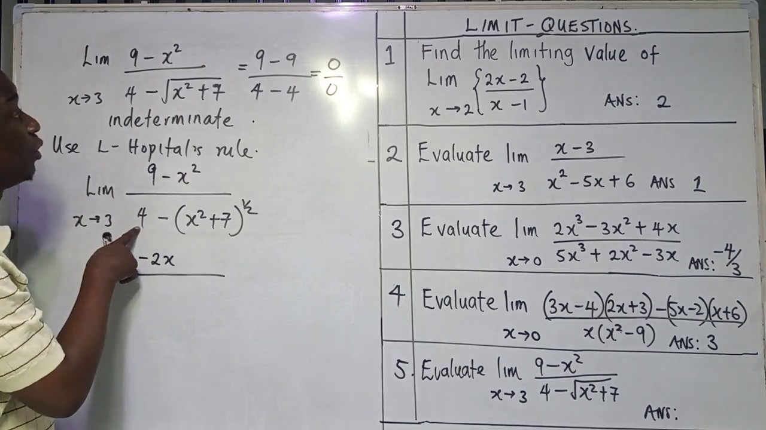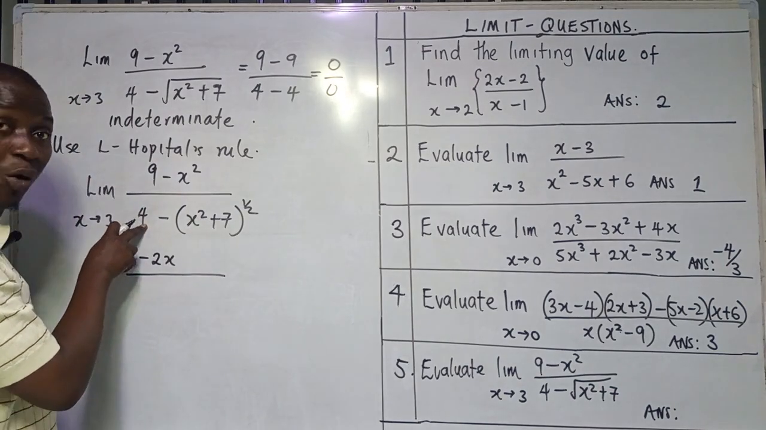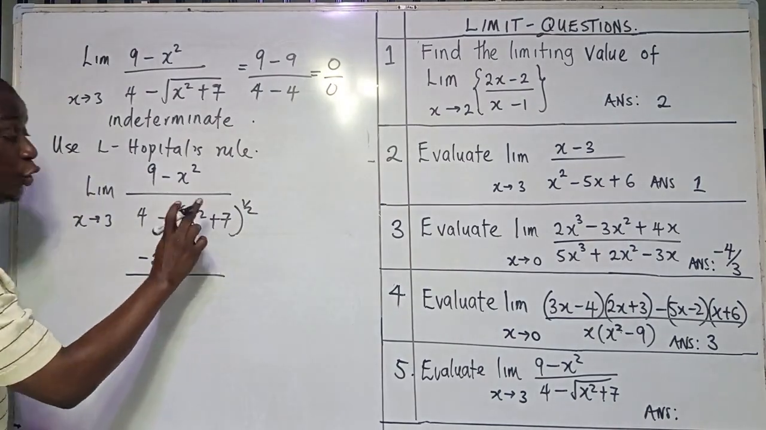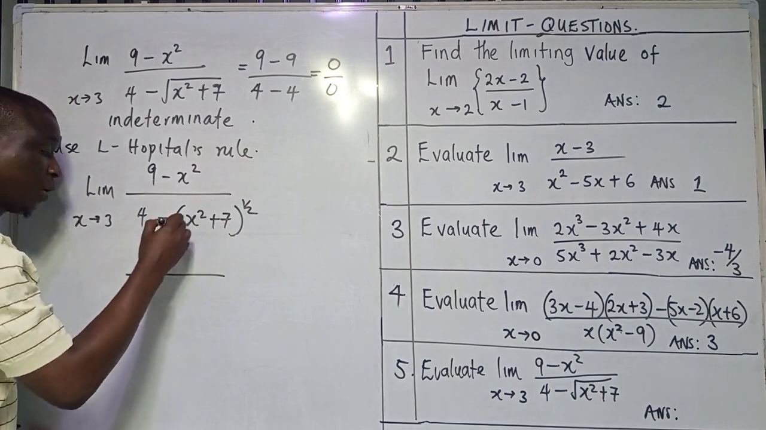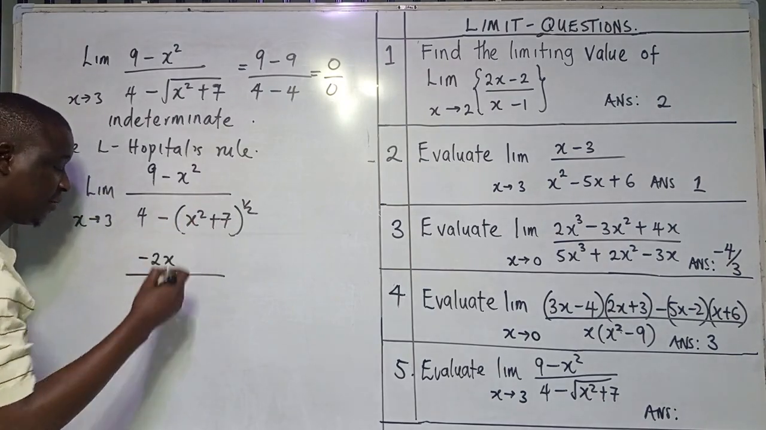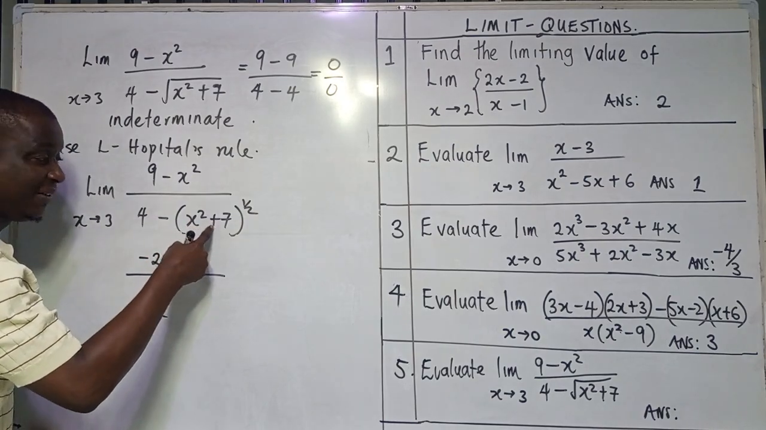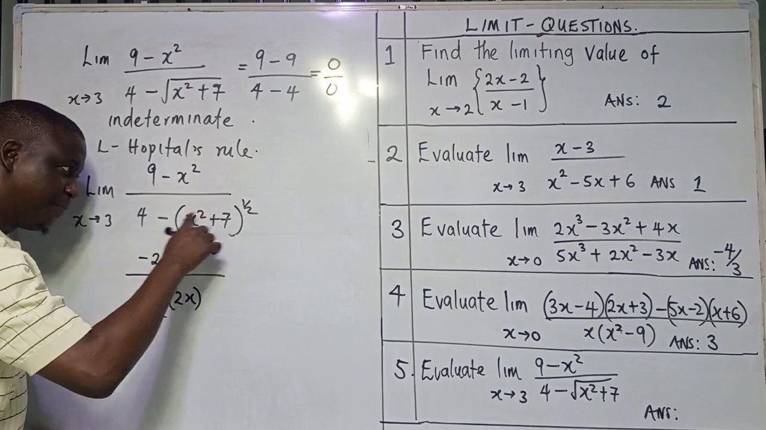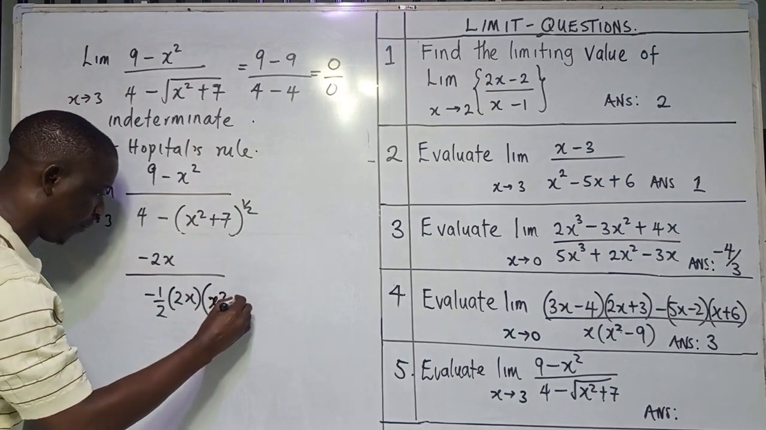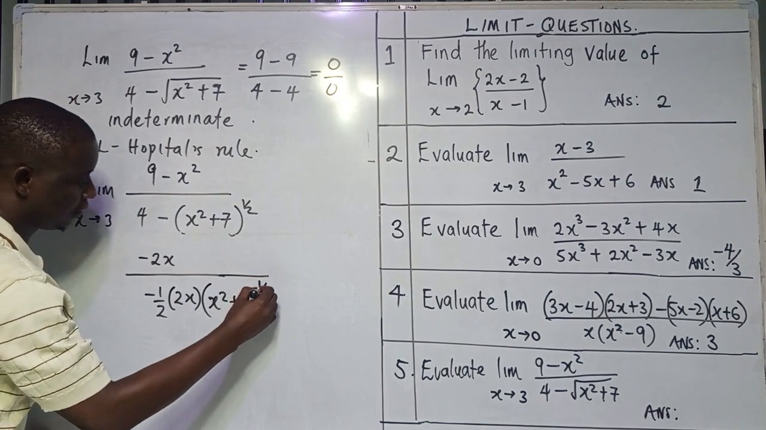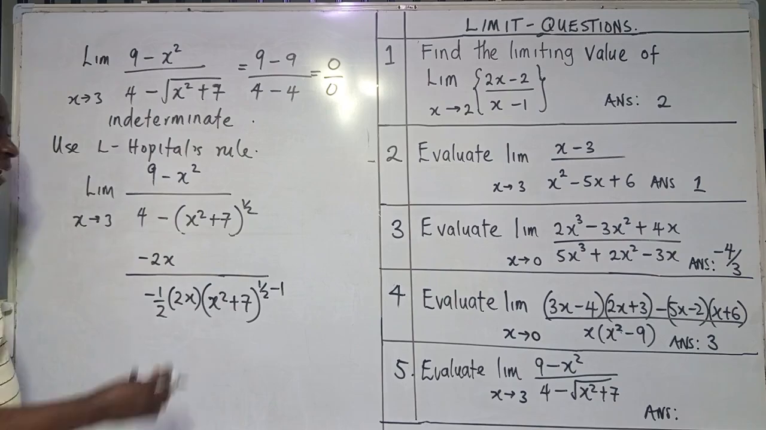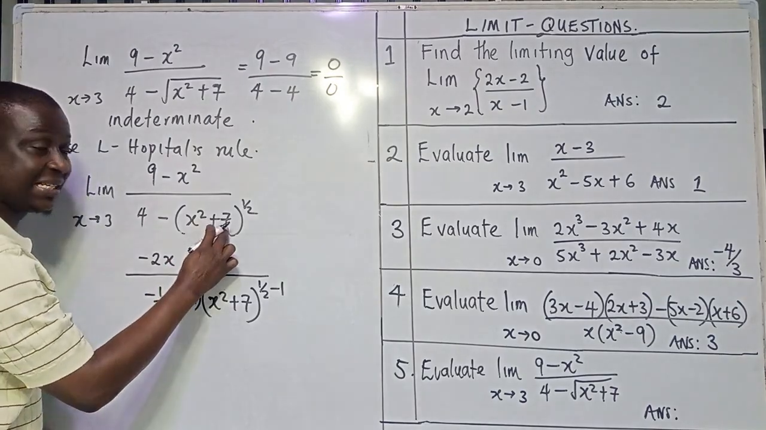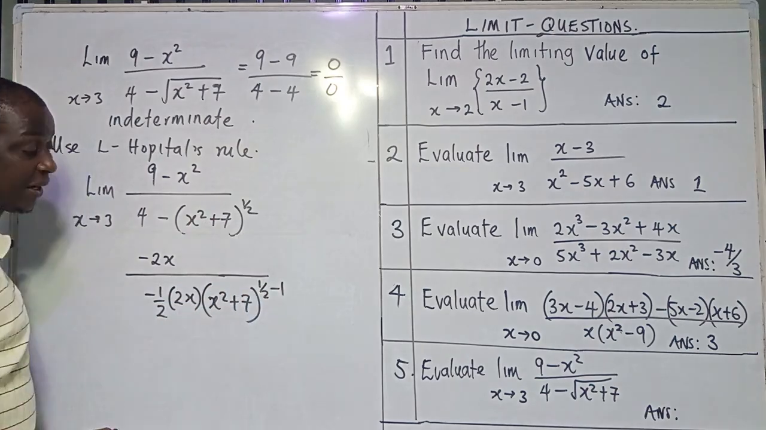Now if you differentiate the bottom, 4 will give us 0. Then differentiating this particular one, you drop the power, minus half, and the minus belongs to this. Then differentiate the function inside: you differentiate s squared, you have 2x, and differentiate 7, you have 0. Then repeat the function itself, s squared plus 7 raised to the power half minus 1, and subtract 1 from the power.